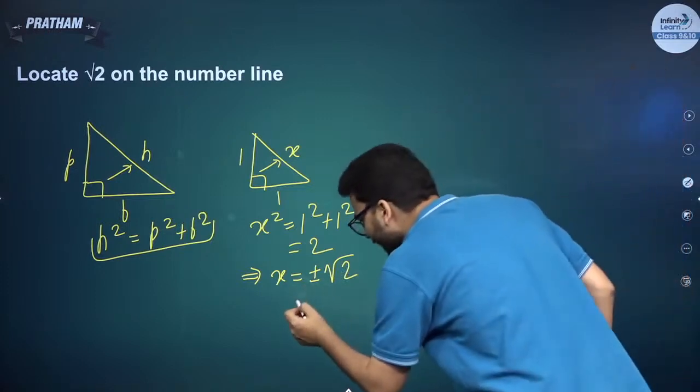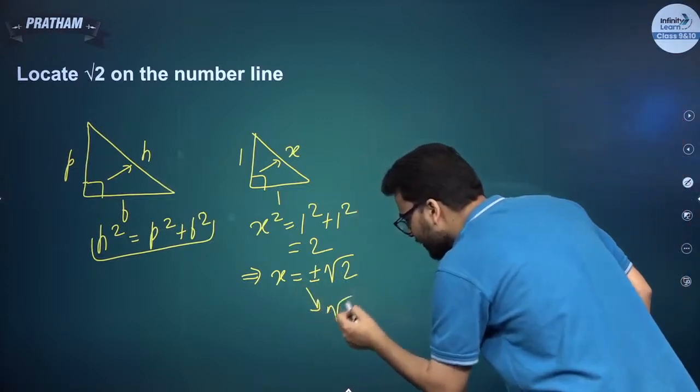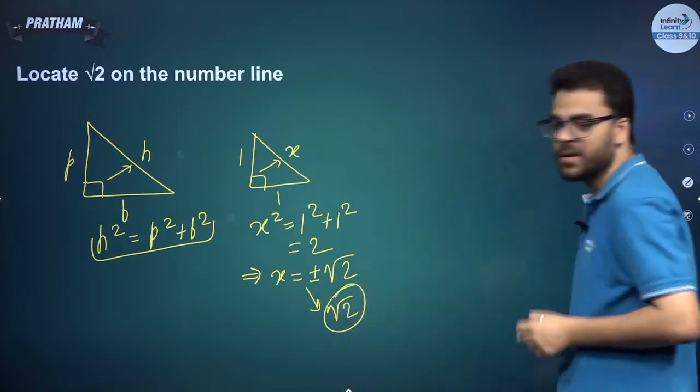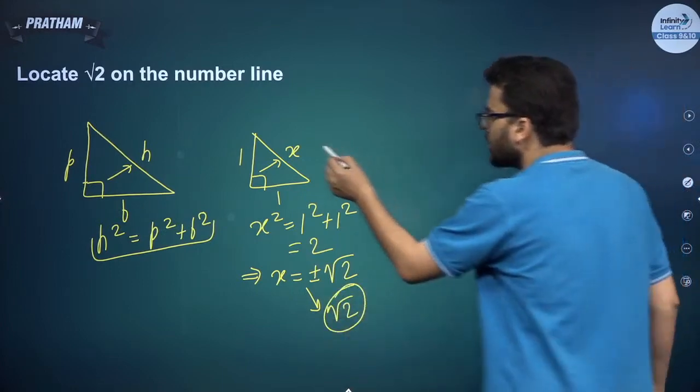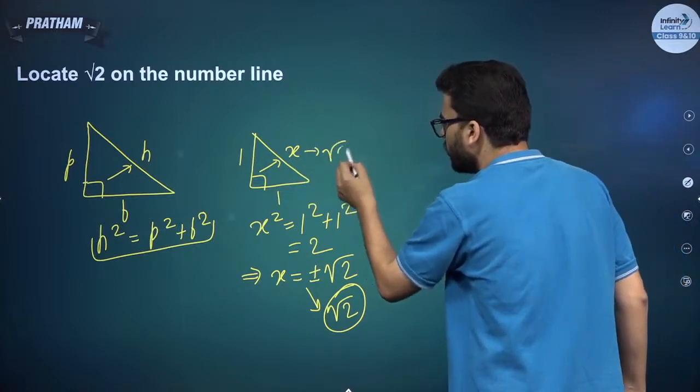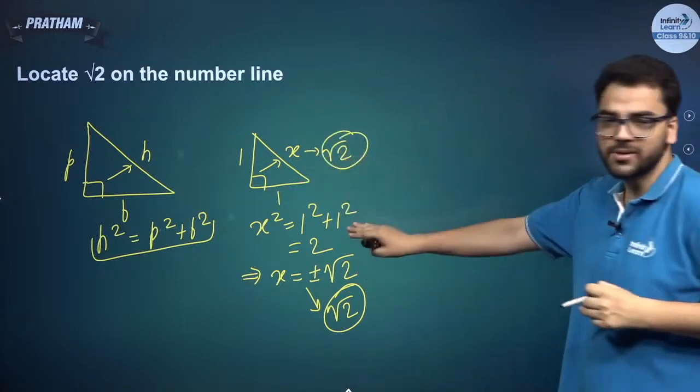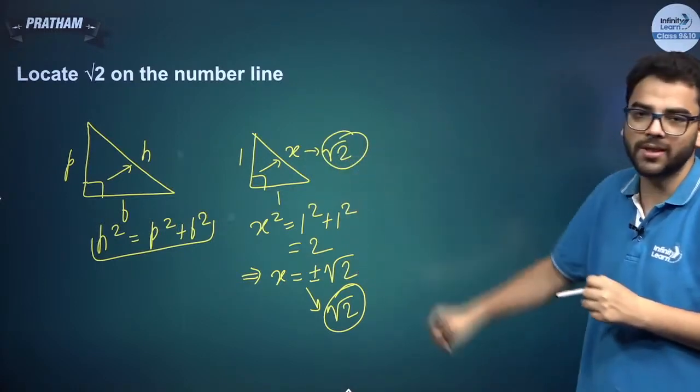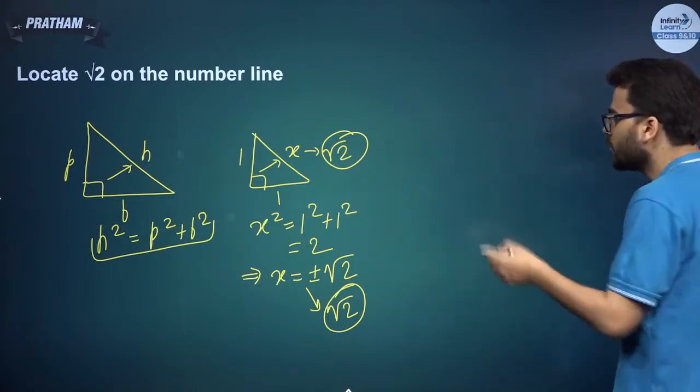But over here we'll neglect the negative value and take the positive value only, because distance cannot be negative. So you can say that the hypotenuse over here will come out to be equal to root 2. So we can use this concept to represent root 2 on the number line, right? So how can we do that?